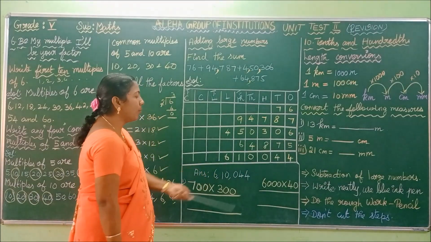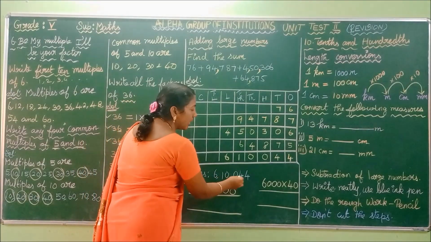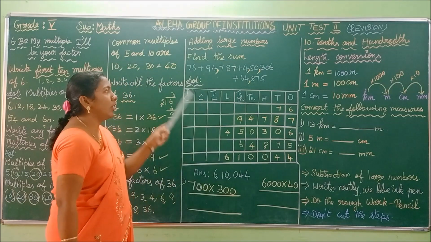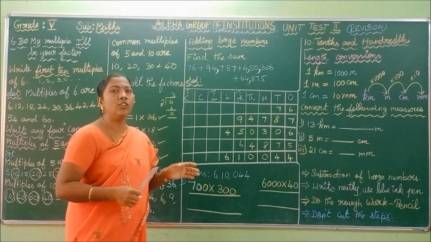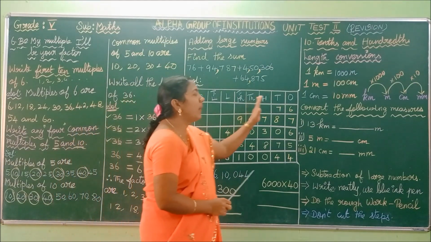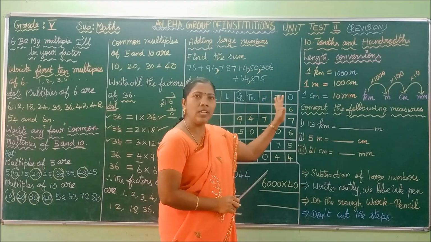How can you read this number? 6 lakh 10,044. So while you are adding large numbers, the only thing you have to remember is you should maintain the digits in their corresponding place values.